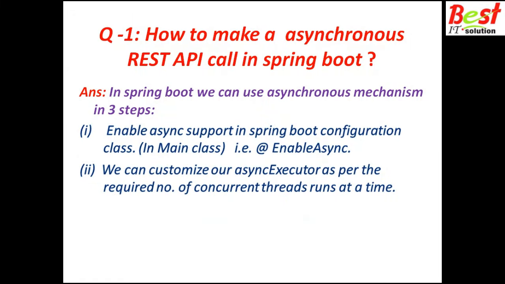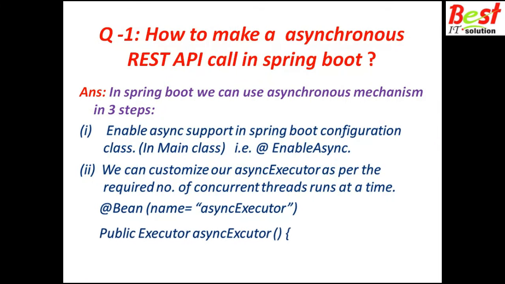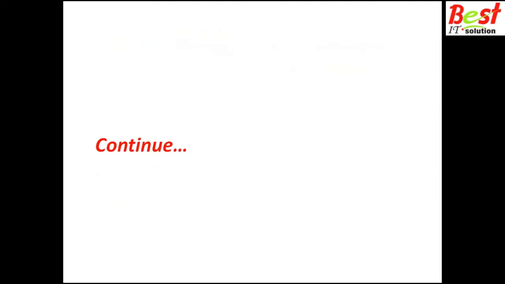The second one is, we can customize our async executor as per the required number of concurrent threads that run at a time. We need to customize this async executor as per our requirement, so how many threads we need to run concurrently, parallelly. So we need to set this async executor. @Bean(name = "asyncExecutor"), and there is a method, public Executor asyncExecutor.